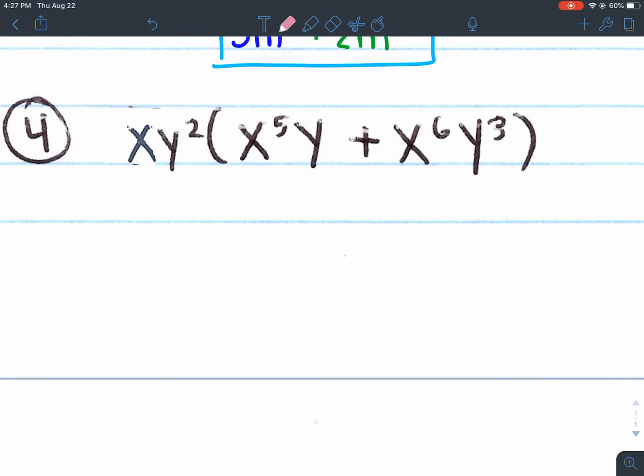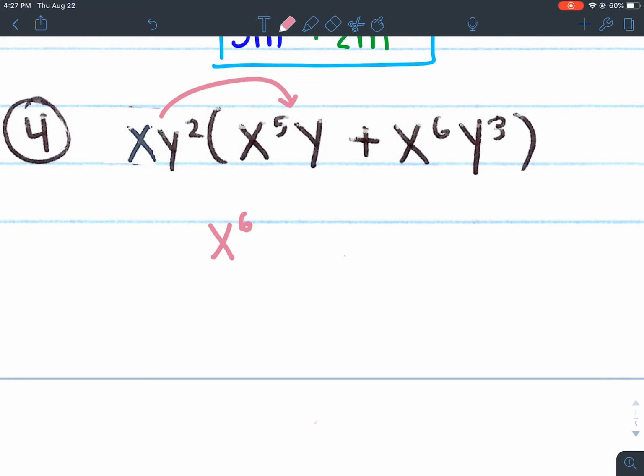All right, number 4 is a little bit different because now we have 2 variables involved. But that still doesn't change the fact that we're still multiplying and still distributing. So xy squared times x fifth y. Well, you're going to only be able to multiply things that are the same, right? So they can only be the same variable. So if I have x times x to the 5th, that's going to be x to the 6th.